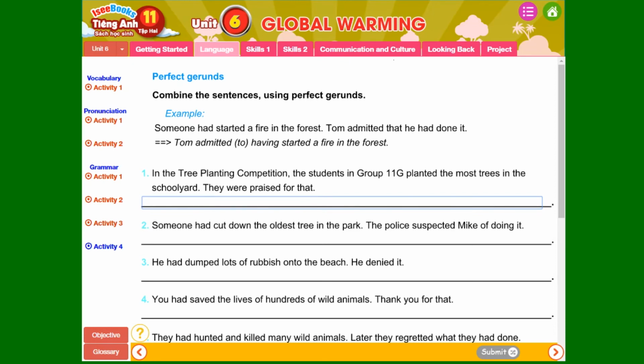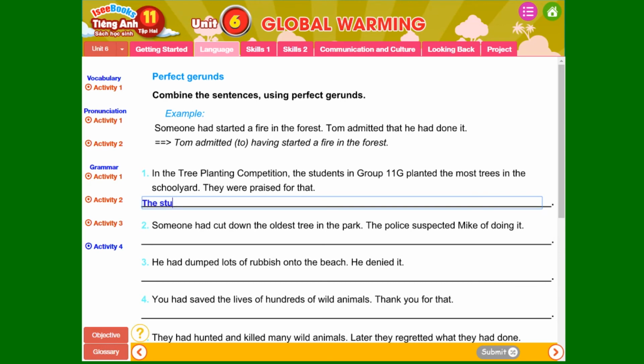Now, look at the first one. In the tree planting competition, the students in group 11 planted the most trees in the schoolyard. They were praised for that. So the first one, you write: the students in group 11 were praised for having planted the most trees in the schoolyard in the tree planting competition.